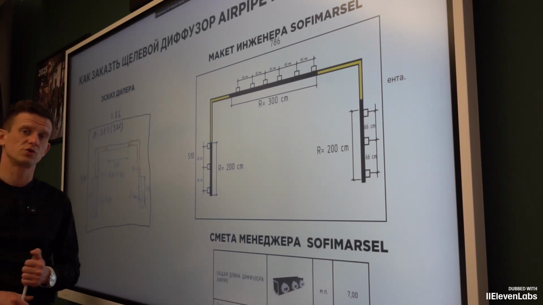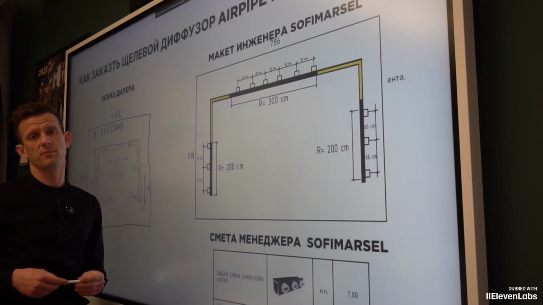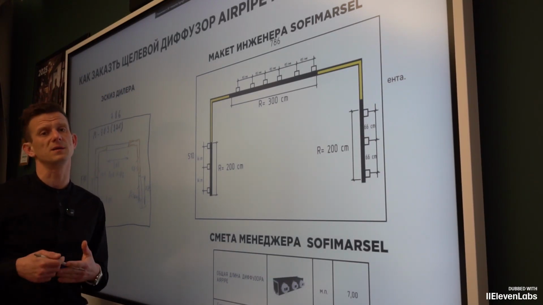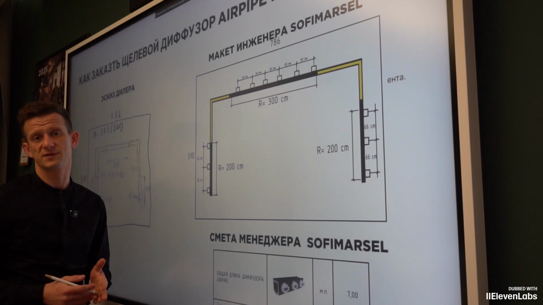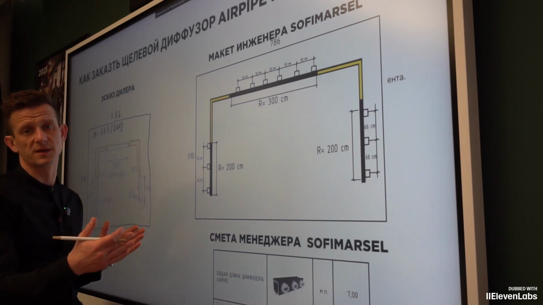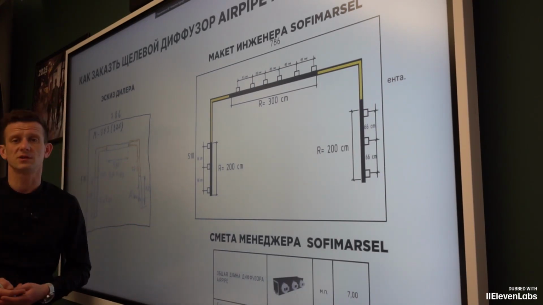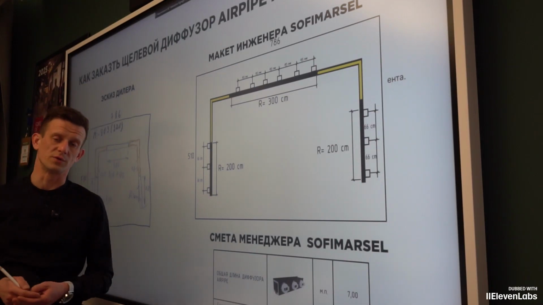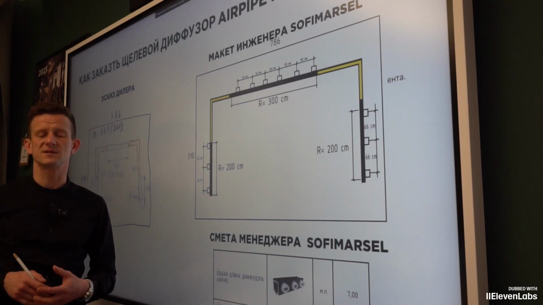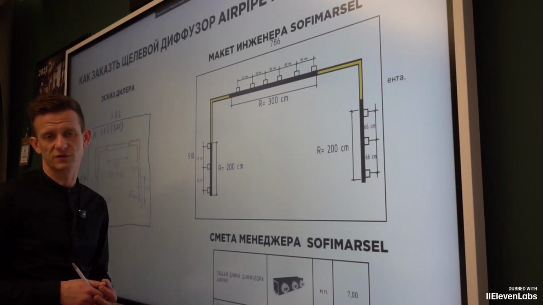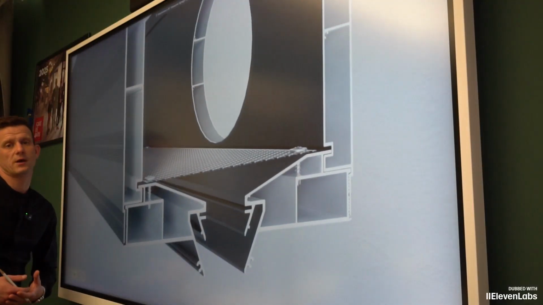I would like to point out that the cost of the AIRPIPE is calculated per meter. Therefore, even if your diffuser is, say, 75 centimeters, the cost will be calculated as for 1 linear meter. Please take this into account when preparing a commercial offer for the client.